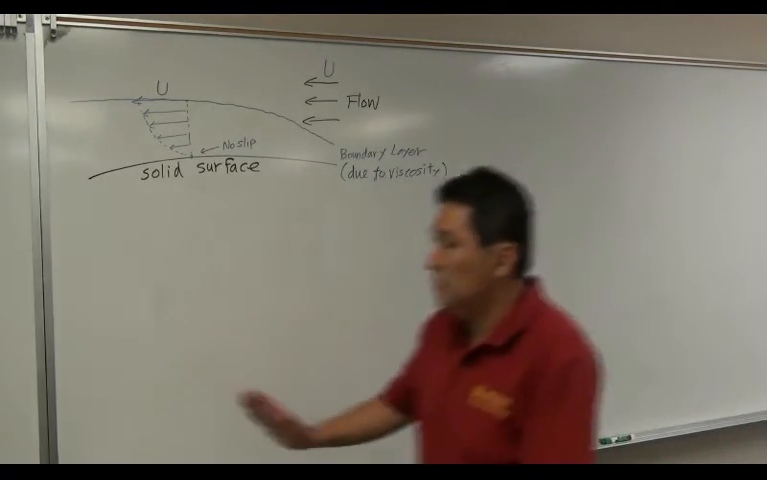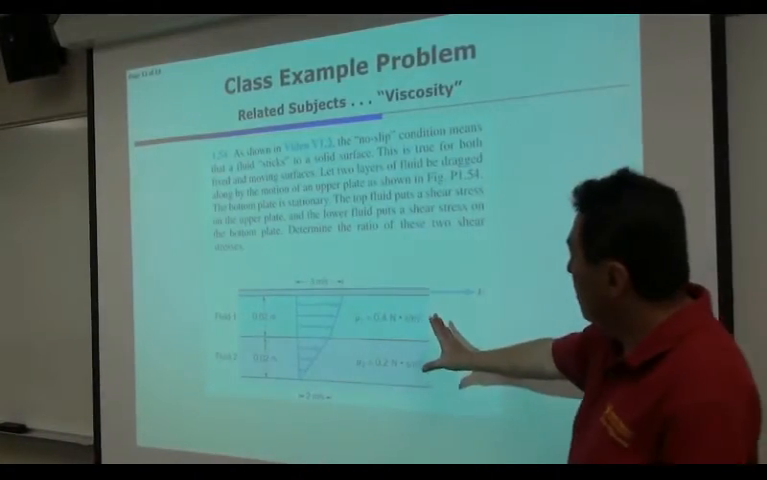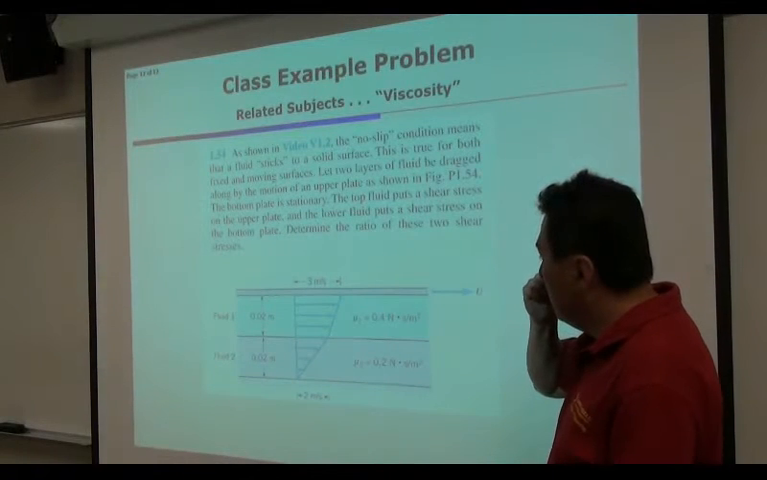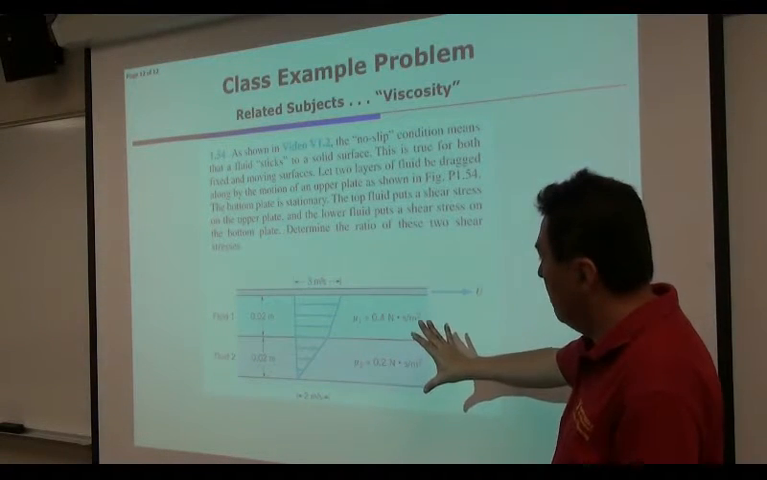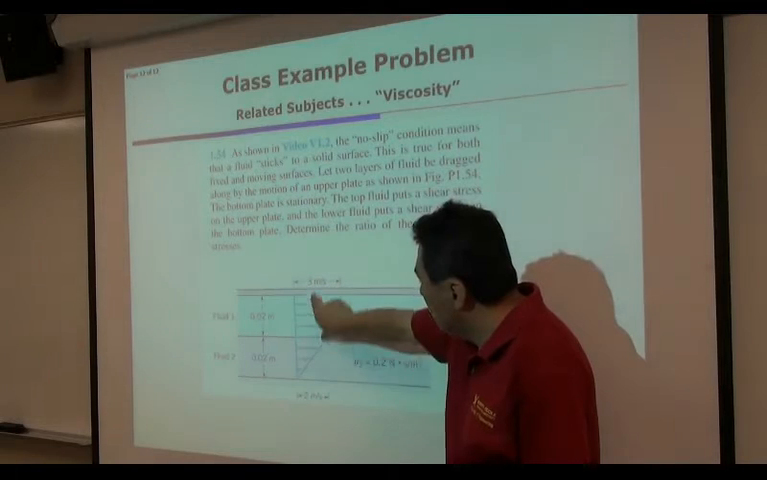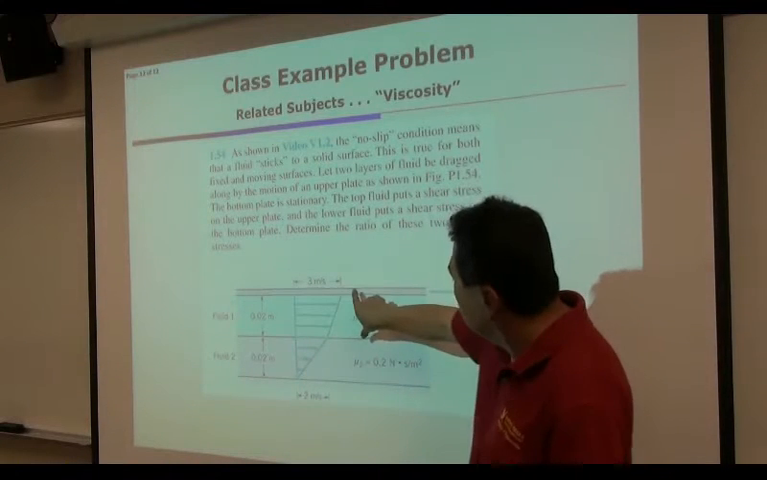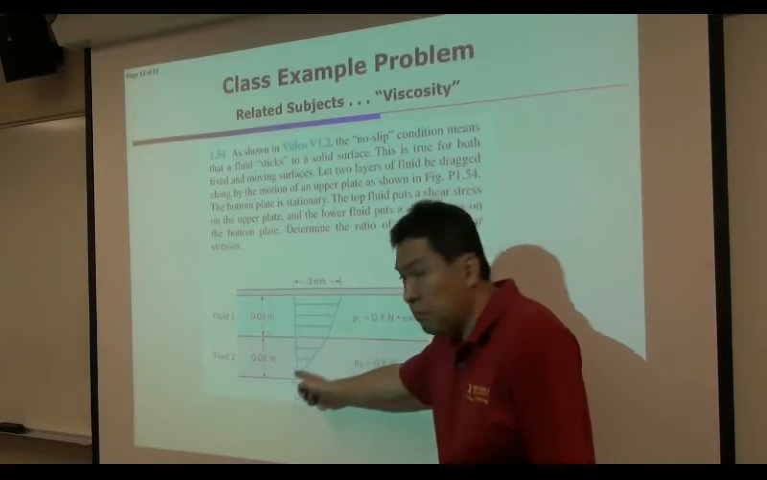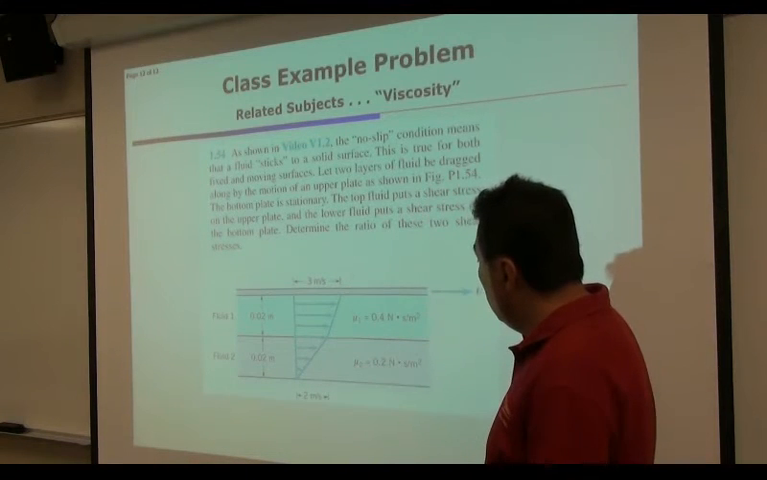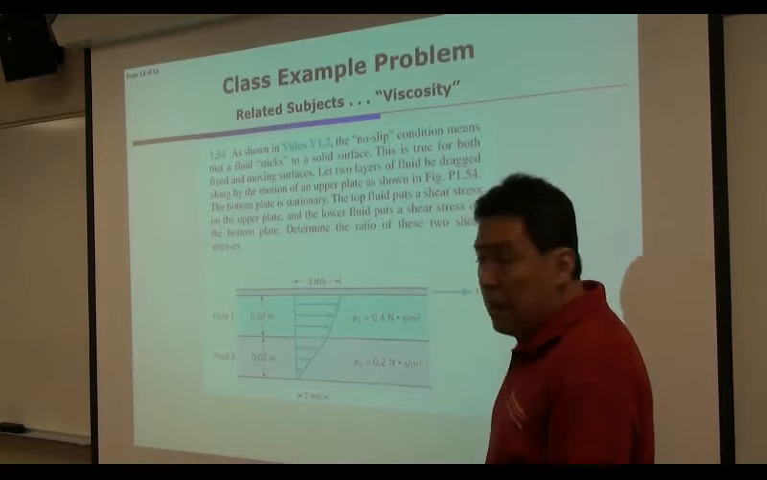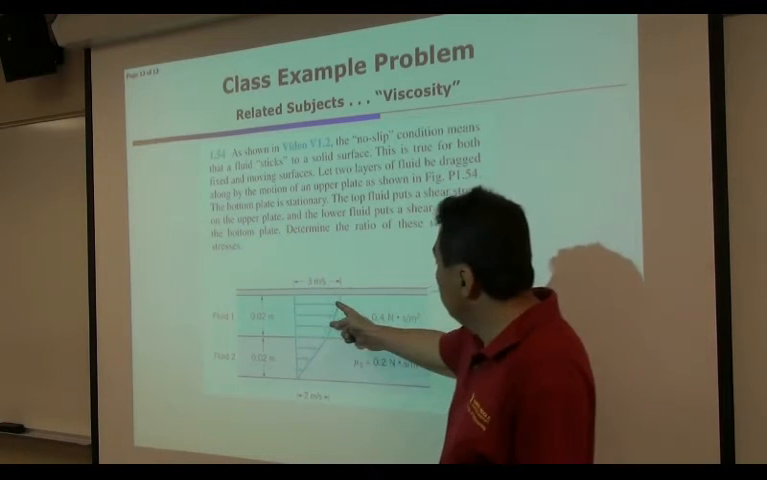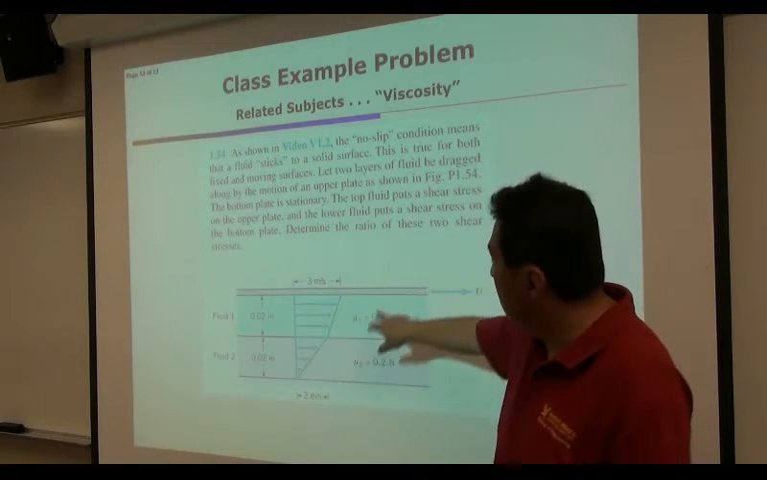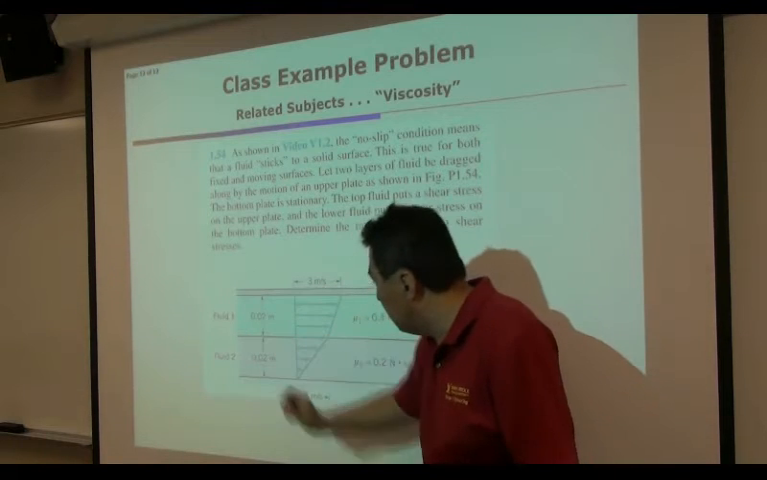Okay, let's take a look at the problem. So this is the problem, which is fairly idealized problem here. This is a very small tiny gap, so within this small tiny gap you can assume that the velocity change can be fairly linear. In fact, a boundary layer velocity change is usually non-linear, but this is very small tiny gap, 0.02 meter.